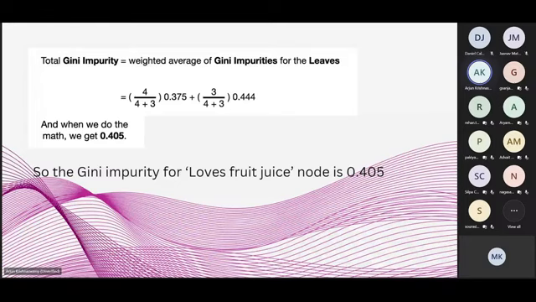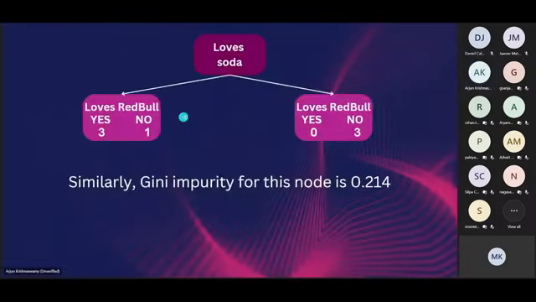Now, if we use loves soda as our criteria for classification and perform a similar calculation, that is 1 minus (3 by 1 plus 3) whole square, etc., and then find the weighted average, we get the Gini impurity for this split as 0.214. And it makes sense. Earlier I mentioned that this split gives us a pure node, or a leaf node, because it has only people belonging to one class, that is people who don't like Red Bull.